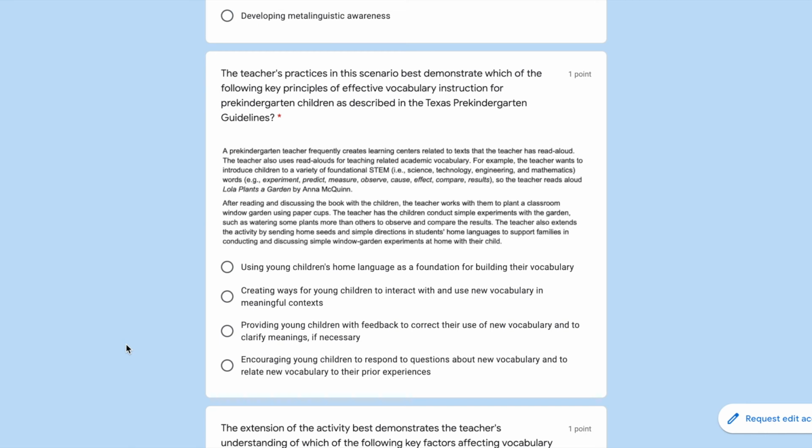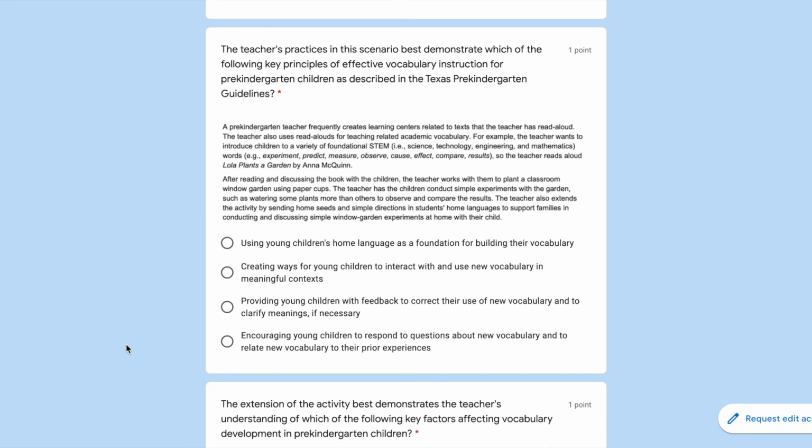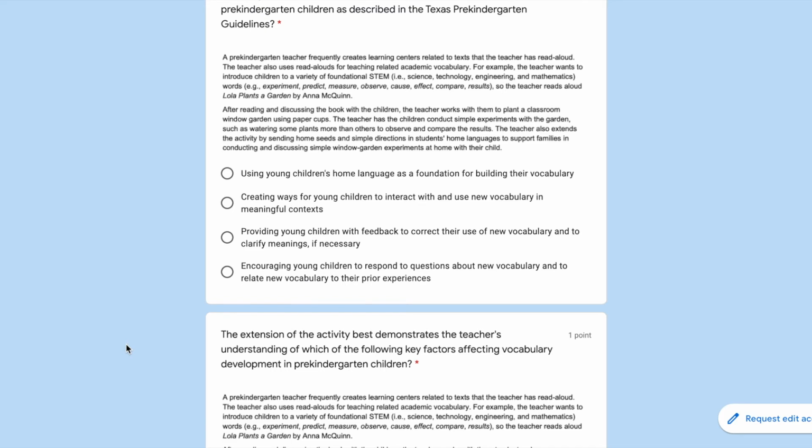All right, down below, looks like we have some information. Pause here, read it. Go ahead. I'm going to read our options. We have letter A, using young learners' home language as a foundation for building the vocabulary. B, creating ways for young children to interact with and use new vocabulary in meaningful context. C, providing young children with feedback to correct their use of new vocabulary, to clarify meanings if necessary. And then D, encouraging young children to respond to questions about new vocabulary and to relate new vocabulary to their prior experiences. Pause here, select the answer that you think is best.